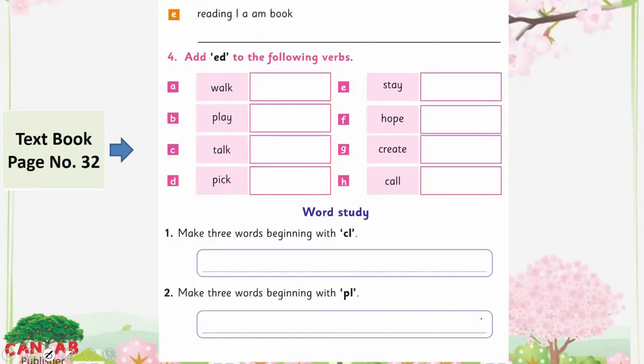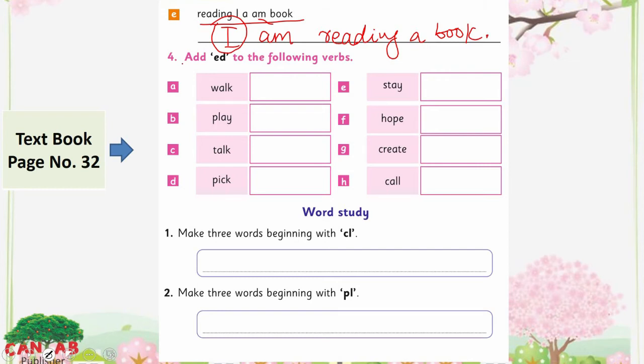The last one here: reading, I am, a book. I am reading a book. That I is capitalized here because it's a pronoun, and the pronoun I will always be capitalized. We have added a full stop in all the sentences because it is the end of the sentence, the end of any statement.